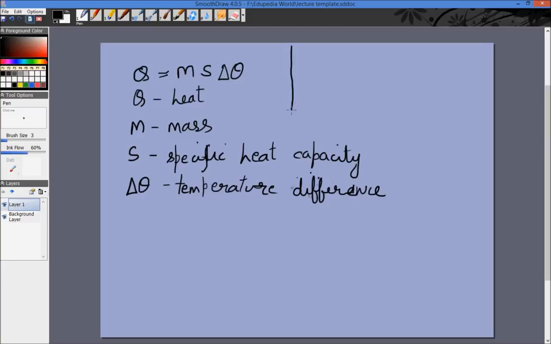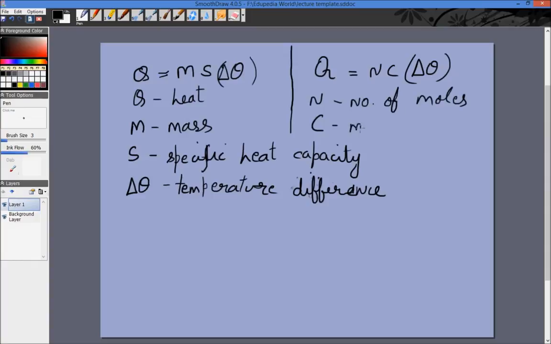Again, just like kinetic theory of gases, here also we can look in terms of mass or we can look in terms of mole, and there's another formula sometimes used, Q is equal to n C delta theta, which is analogous to m s delta theta, where n is not the mass but the number of moles, and C is not the specific heat capacity but the molar heat capacity. Right, so in this case we are talking about number of moles.